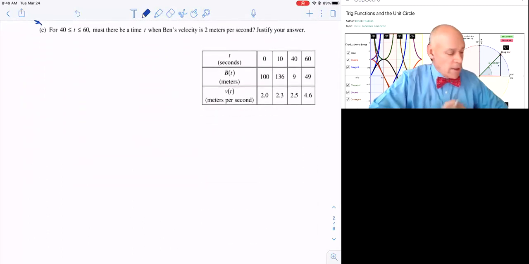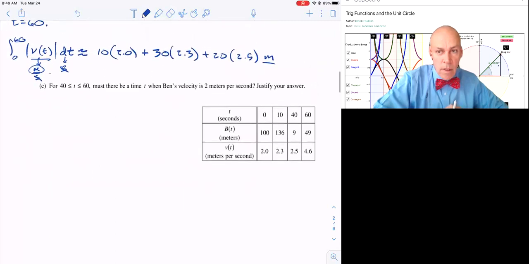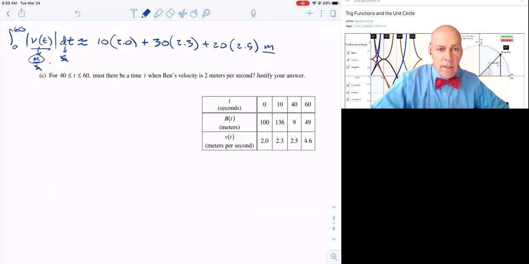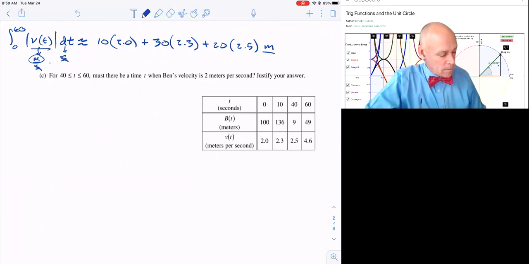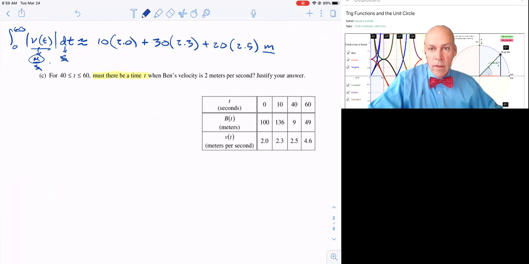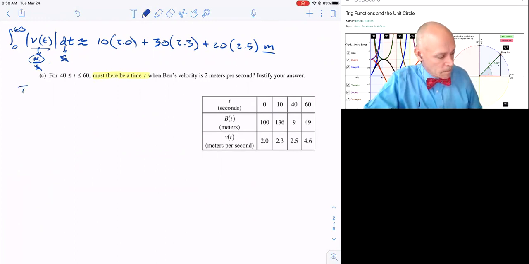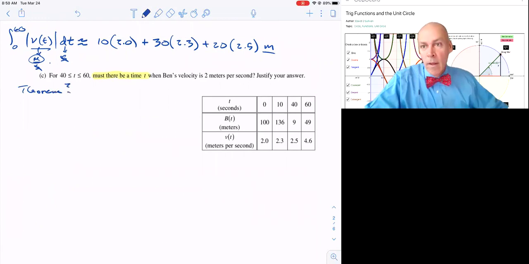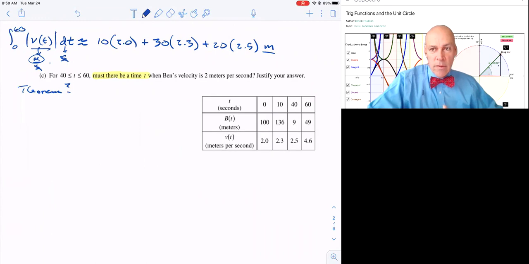Part C says for the closed interval 40 to 60, must there be a time t when Ben's velocity is 2 meters per second? Justify your answer. Okay. Well, might be able to kind of recognize when they're asking us, must there be a time t? This is going to relate to a theorem. So it's a theorem question. Now, half our battle is going to be, okay, which theorem does this relate to? Is it intermediate value theorem? Is it mean value theorem for derivatives? Mean value theorem for integrals?